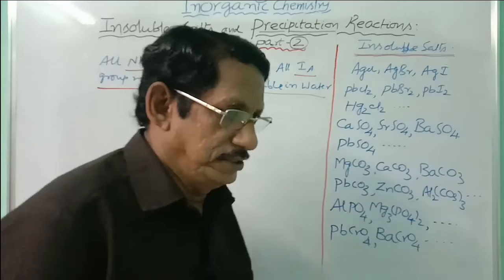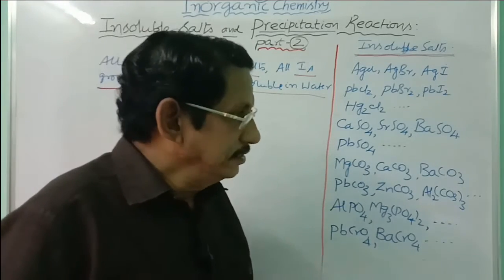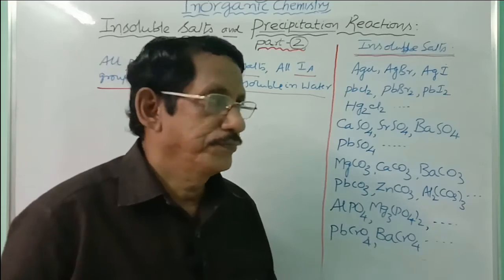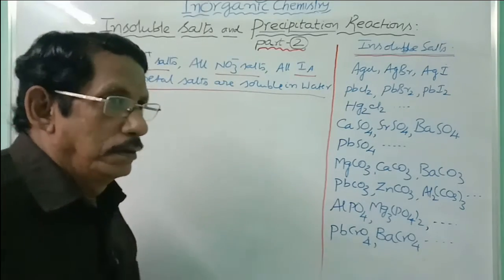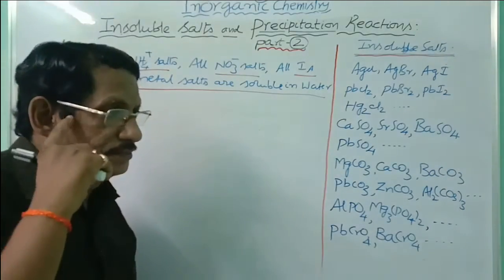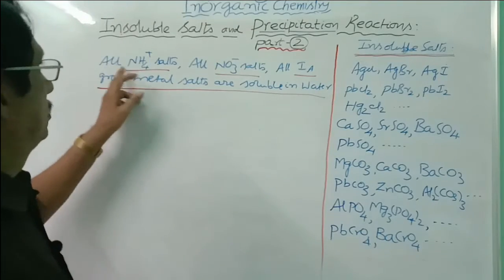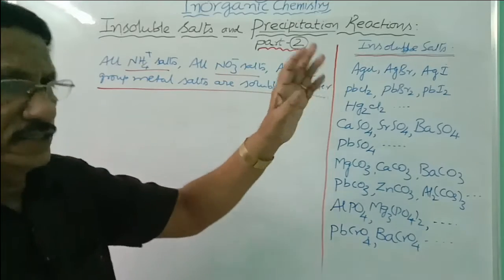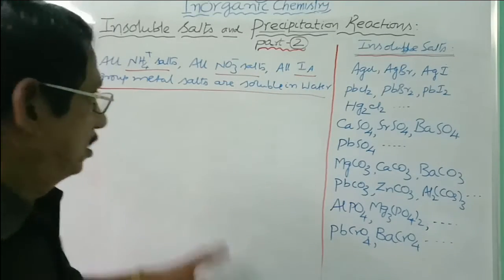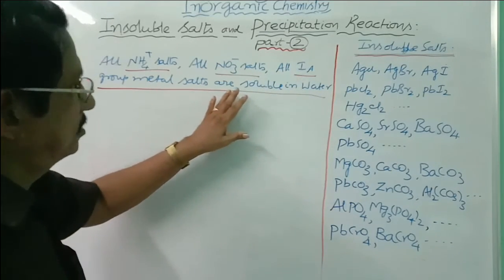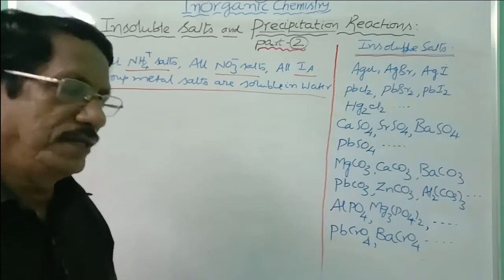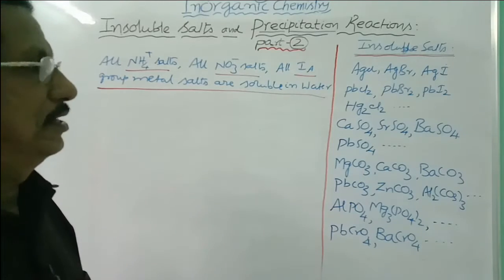Now let us consider writing the equations for insoluble salts in the form of precipitation reactions. Prior to that, remember: all the ammonium salts are completely soluble in water, all the nitrate salts are completely soluble in water, and all the first A group metal salts are also soluble, except a few cases like potassium bicarbonate. Remaining salts are not soluble in water.